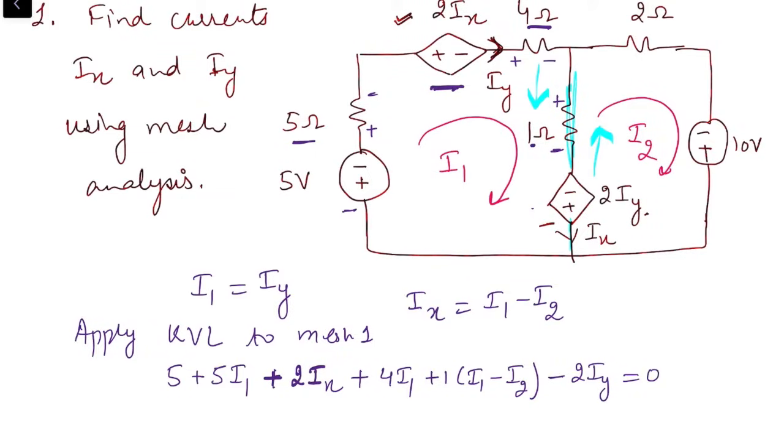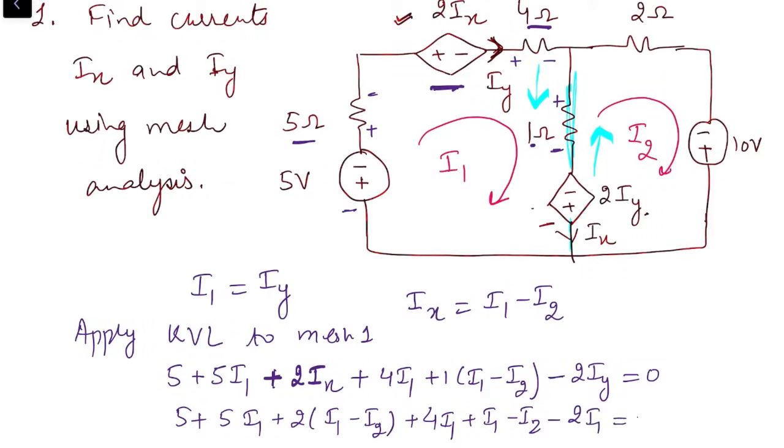equal to 0. Now we need to substitute the values of Ix and Iy in this equation. So 5 plus 5 I1 plus 2 into I1 minus I2 plus 4 I1 plus I1 minus I2 minus 2 I1 equal to 0. On simplifying, we get the equation as 10 I1 minus 3 I2 equal to minus 5. So this is our first equation.